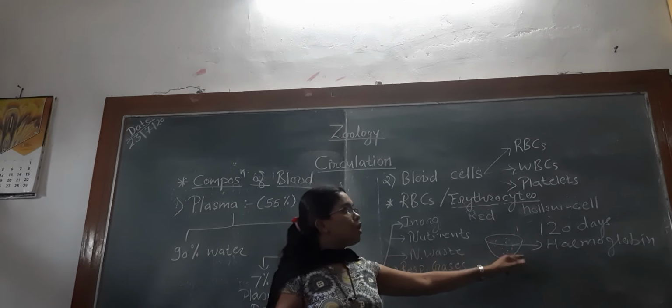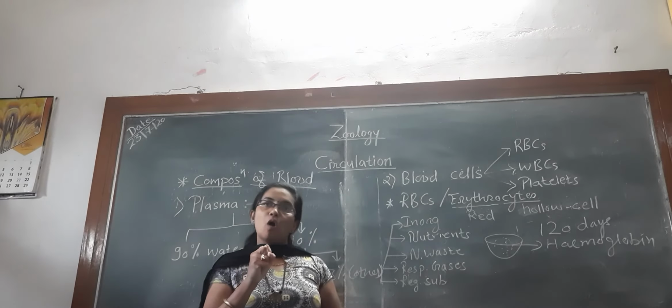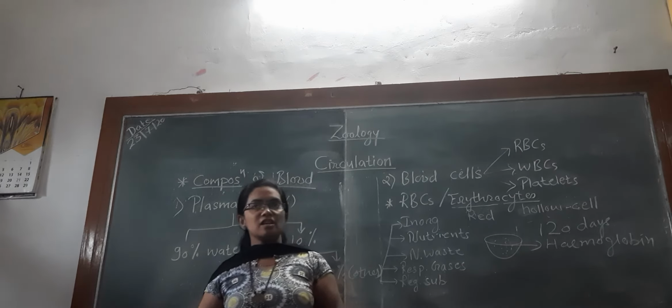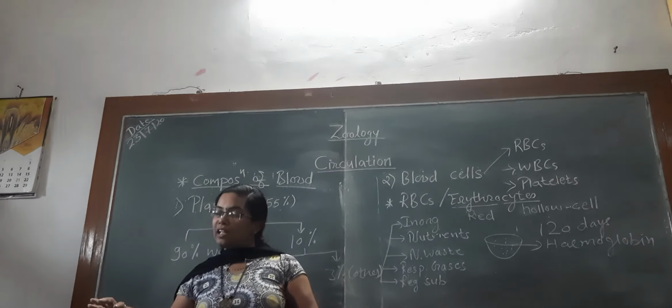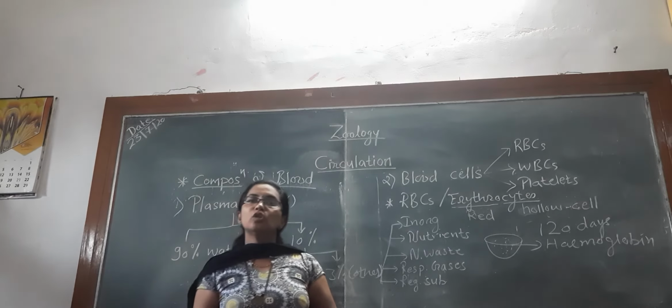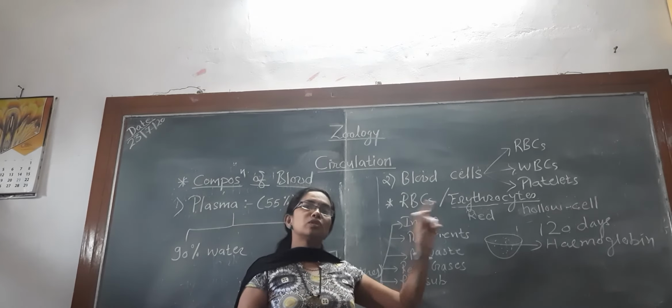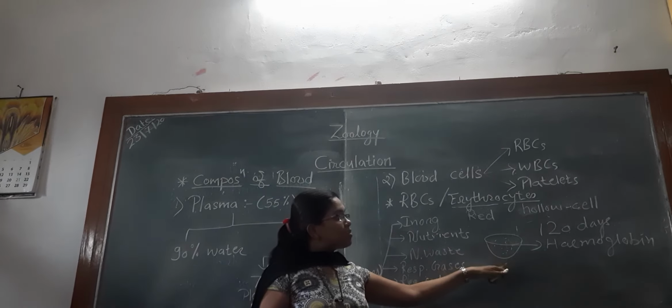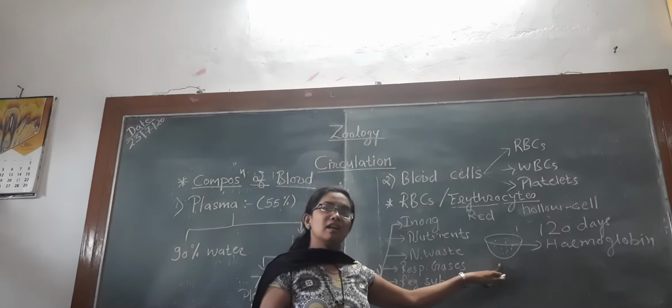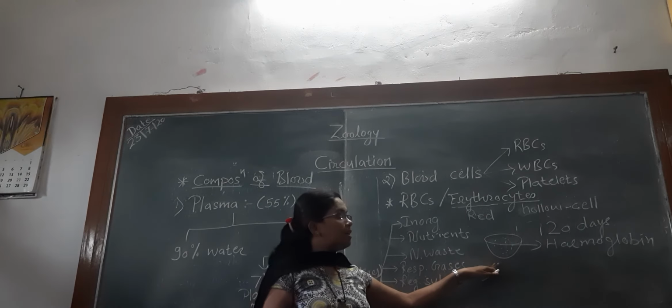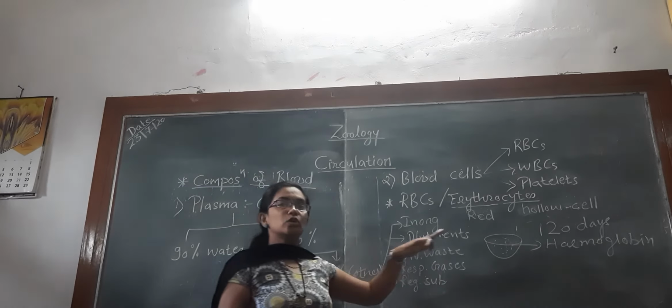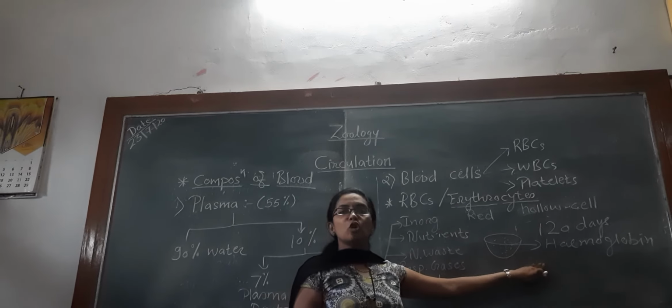This hemoglobin carries oxygen from the lungs to the various parts of the body, and then it carries CO2 from various cells and tissues to the lungs. So that's why it is called the respiratory carrier, due to the presence of this hemoglobin.